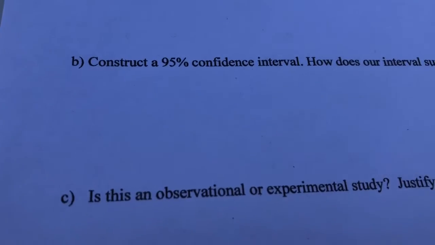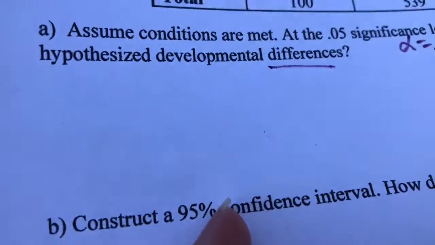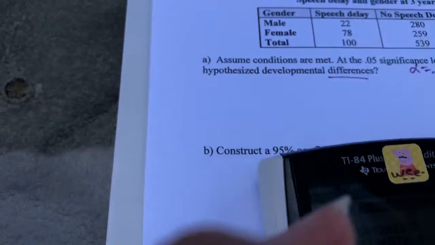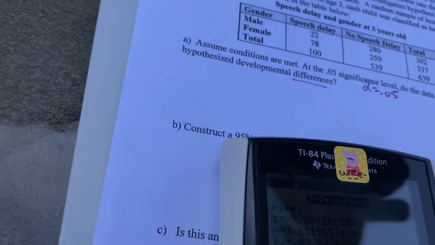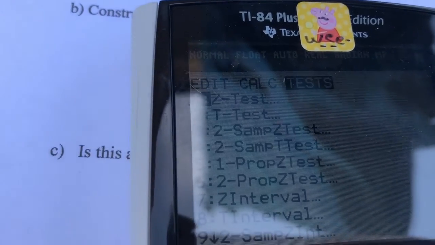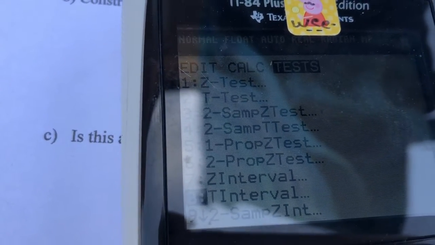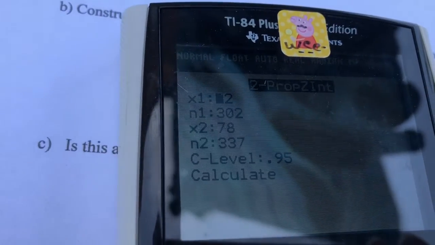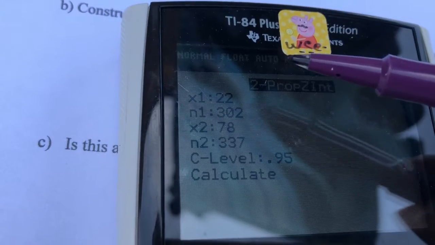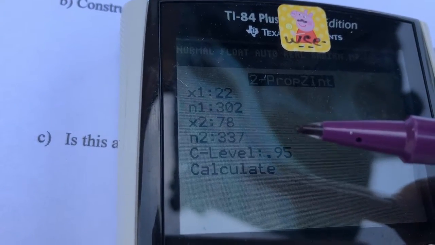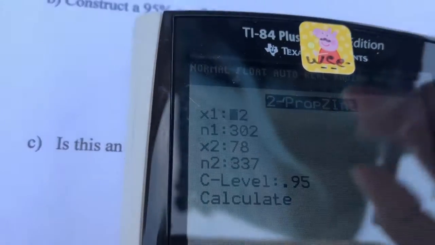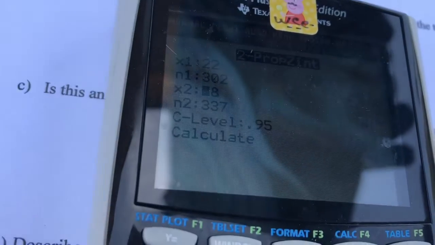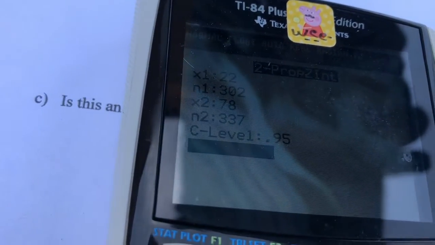Part B says to construct that 95% confidence interval, and how does it compare to the test? All right, so head on over to Stat World, and this time we're looking for interval. So I'm going to scroll down to two proportions z interval. There we go. Since I just ran the test, your calculator will automatically pull these values over. Wasn't that nice of you, T.I. Joe? Yes, it was nice. All right, and it does say 95% confidence, so 95% is my C level, and so I don't have to change anything. I just hit calculate.